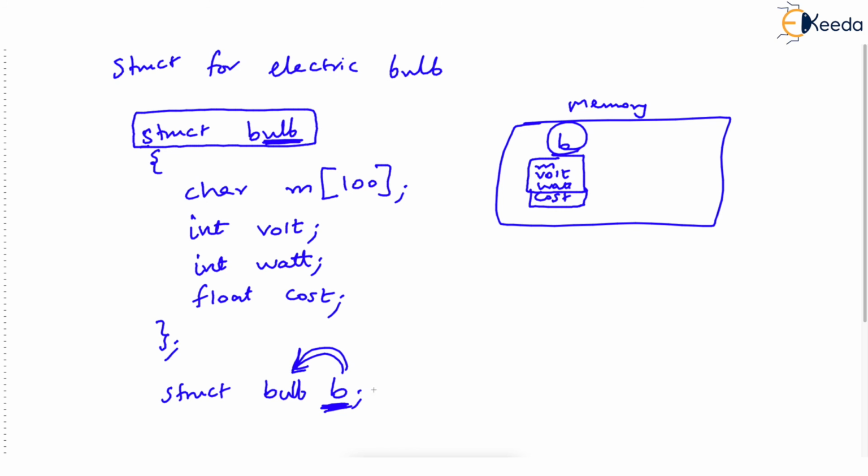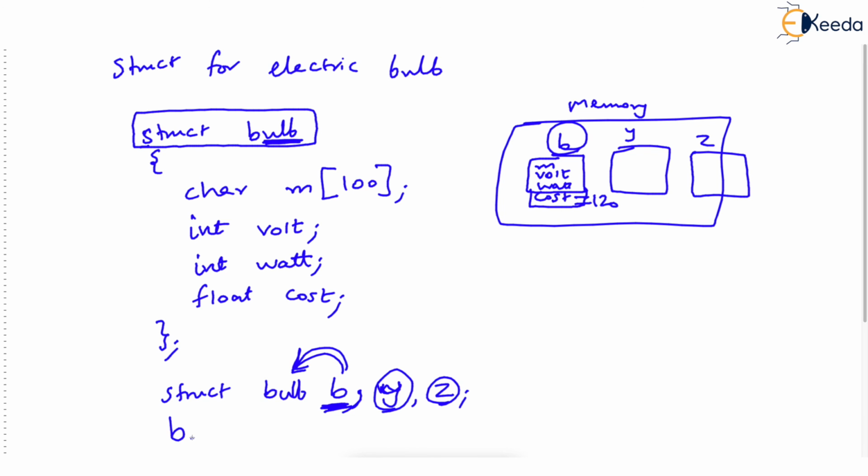But you can declare more bulbs like this. For example, if you say, let's say Y or Z, then B, Y, Z, all three are variables in the memory which can store data same as what bulb can store. Now, what if you want this cost to be 120? How will you do that? You will have to write B dot cost is equal to 120, isn't it? Or what if you want power rating of this to be 40? So you will have to write Z dot watt is equal to 40.